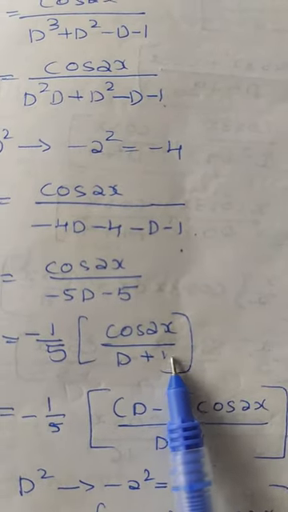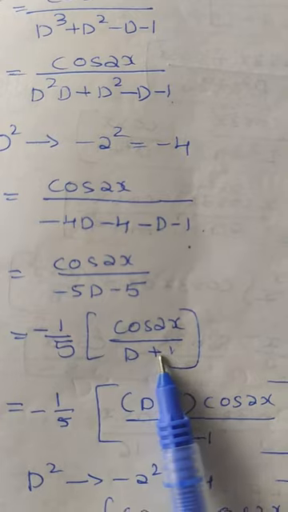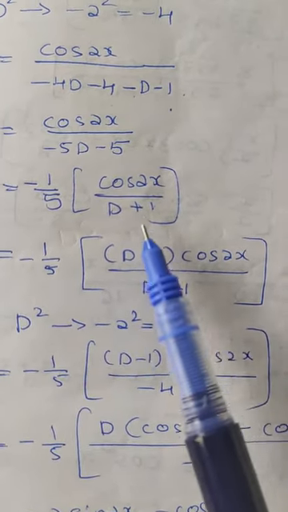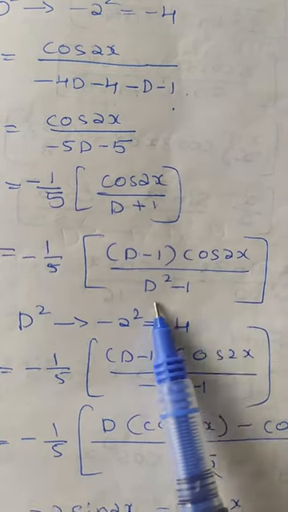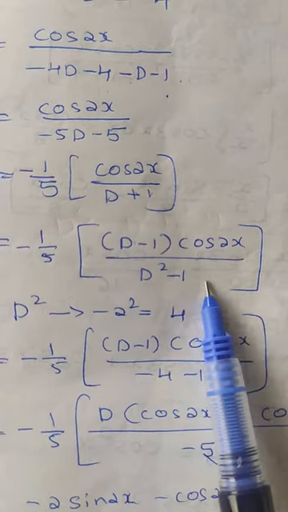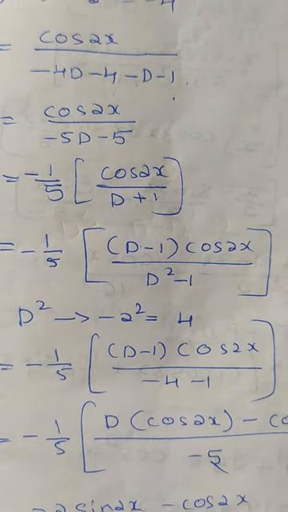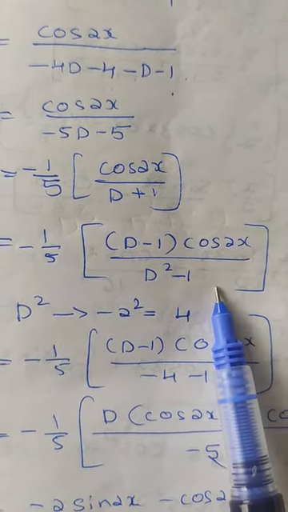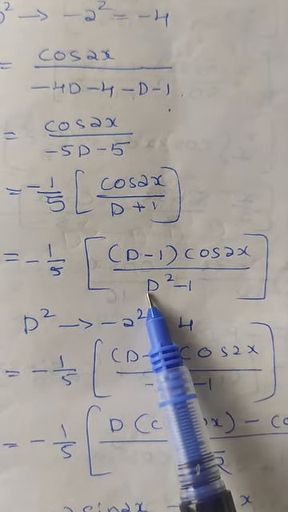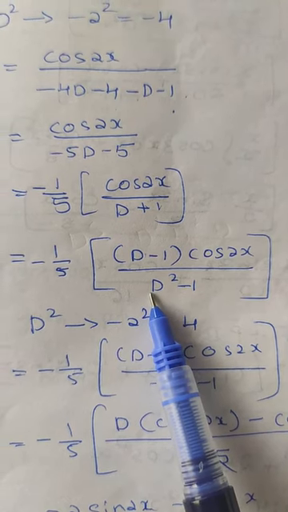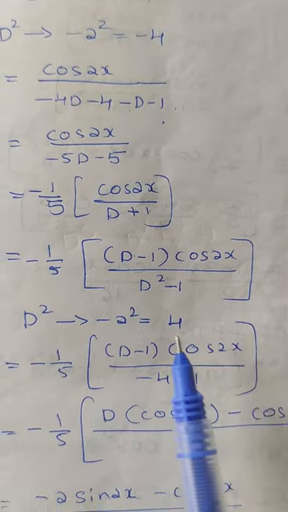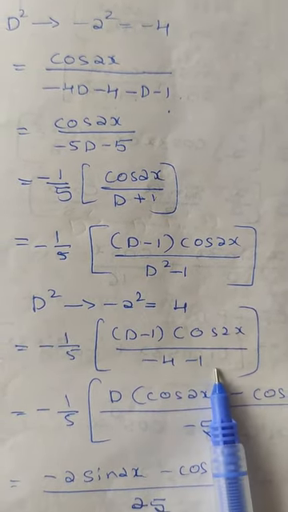Okay, here we have a D plus a form. What is the conjugate of D plus 1? It is D minus 1, multiplied and divided by D minus 1. Directly you can write the denominator in the a square minus b square form: D plus a into D minus a is D square minus 1 square, that is D square minus 1. Okay, now again use the same procedure. Replace D square by minus 2 square, that is minus 4. Minus 1 by 5, D minus 1 cos 2x divided by minus 4 minus 1, which is minus 5.